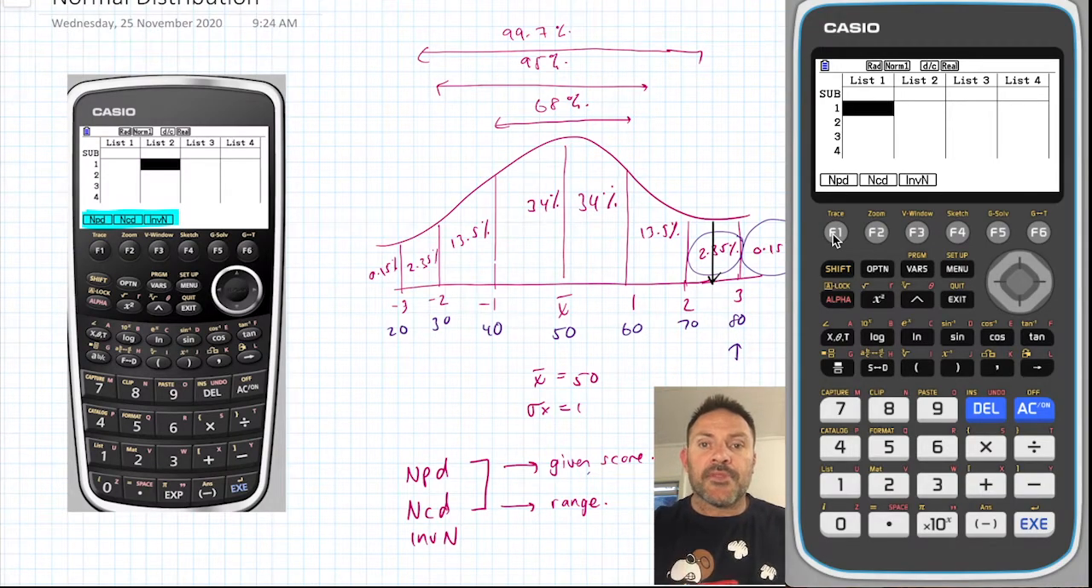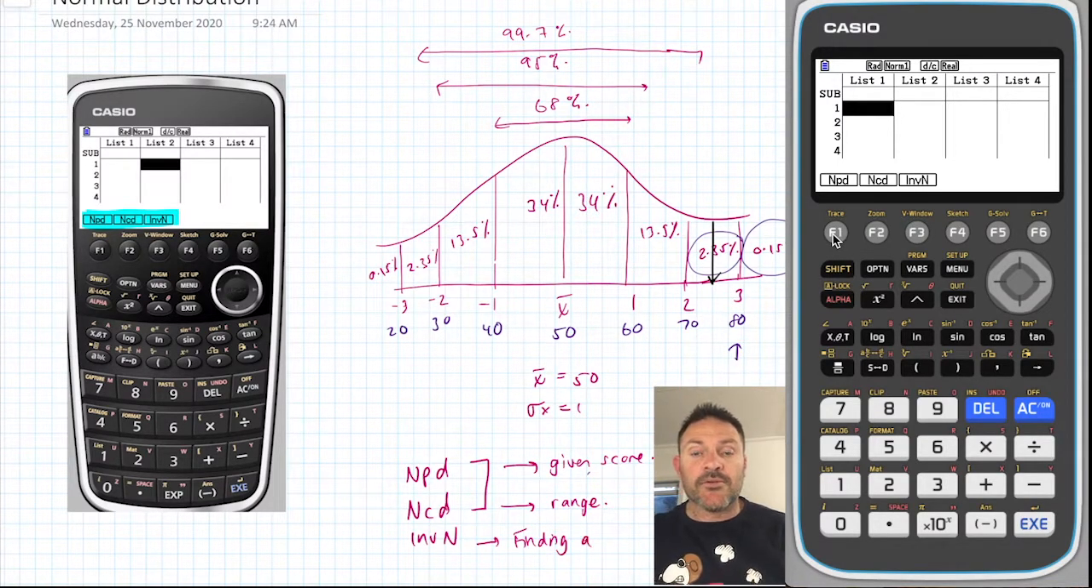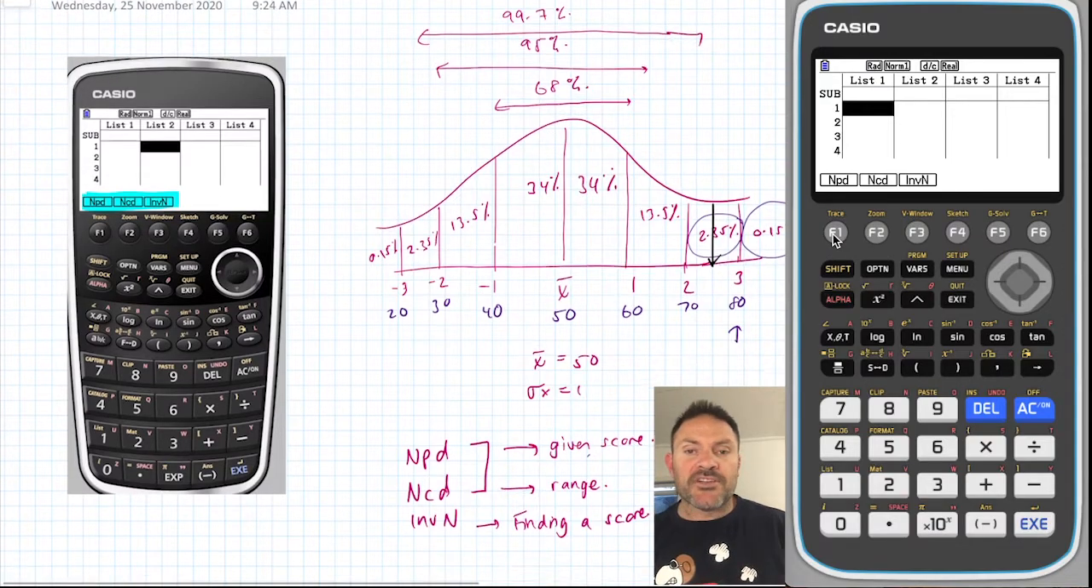What we're looking for with the inverse norm is when we are given the probability, and we're actually finding a particular score. So it's that kind of reversal type of question. And this is what it's going to look like.